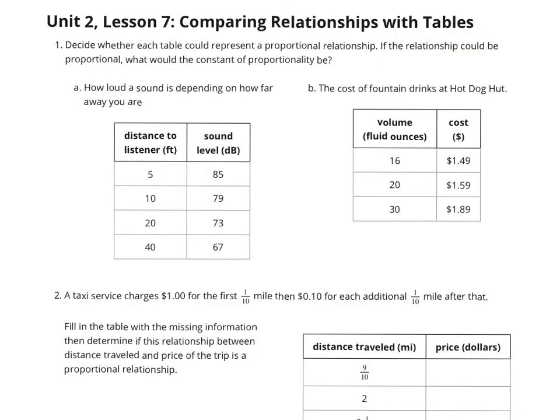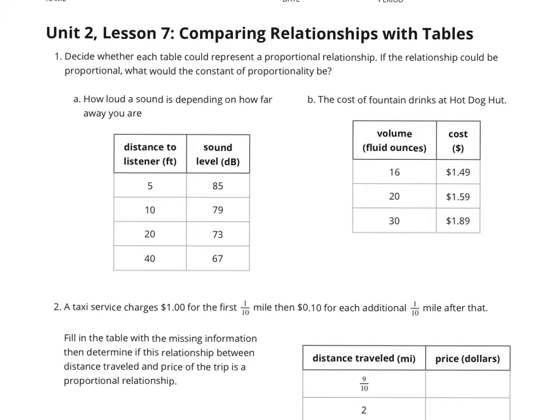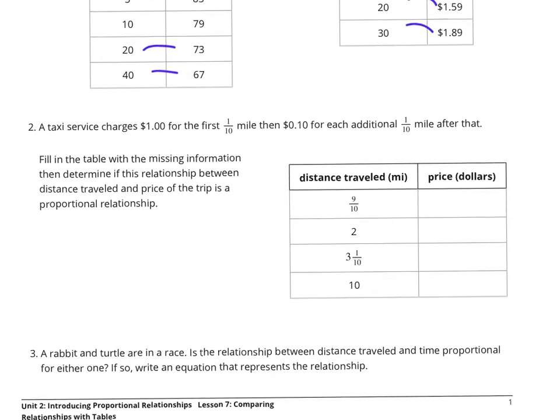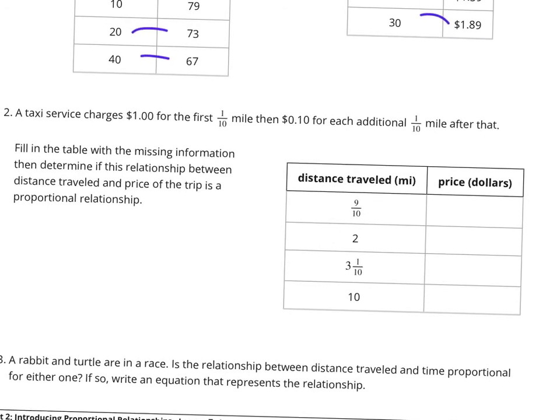So for our practice problems today, I want you to do number 1, decide whether each table could represent a proportional relationship. And again, we find that by dividing. Do we get a constant number or not? If the relationship is proportional, what would the constant of proportionality be? Okay, so if we divide and we always get the same number, that's our constant of proportionality. I want to work together with you on number 2 here. This one's a little bit confusing, okay? And then I'll have you finish up for homework.